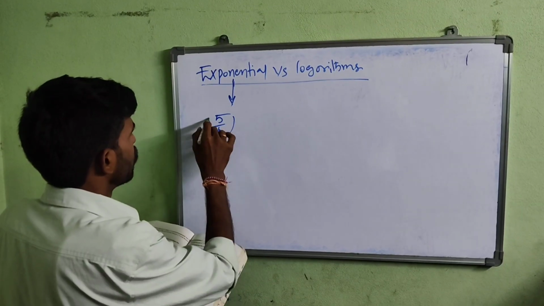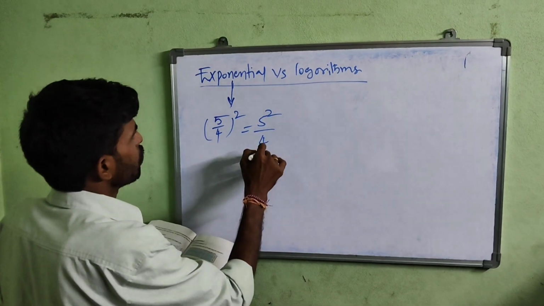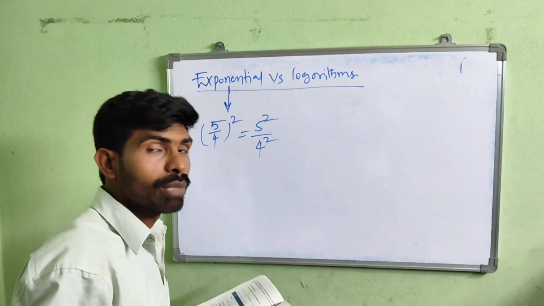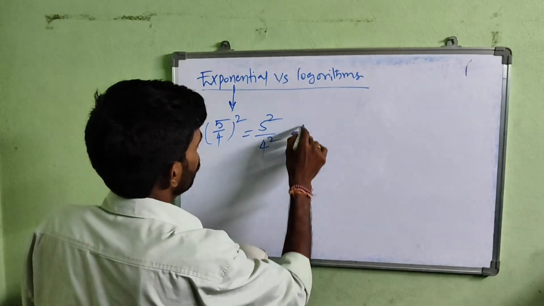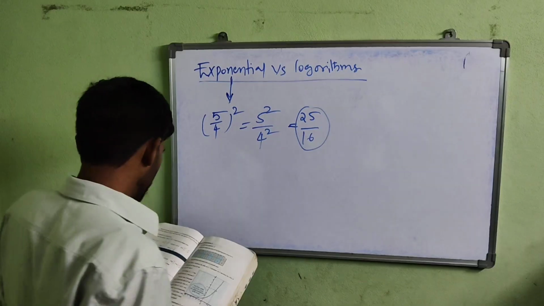Next, 5 by 4 whole square. What it means? 5 square by 4 square. That is a by b whole power m means a power m by b power m. Same like that. 5 square means 25, 4 square means 16. We can write like this.